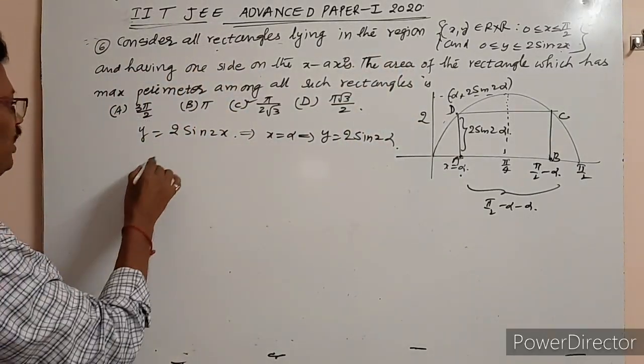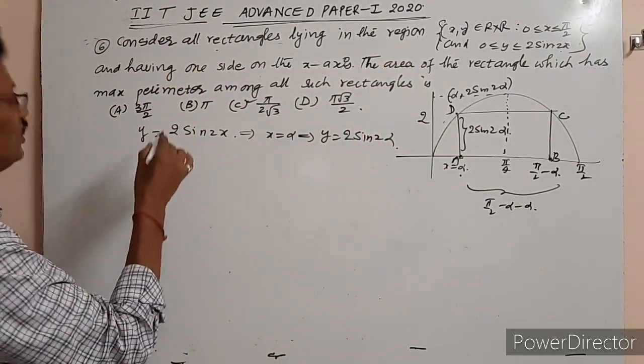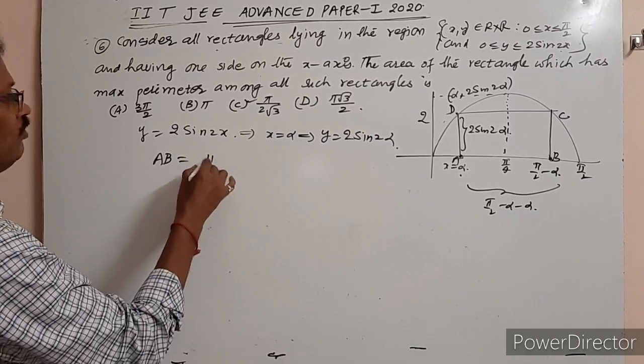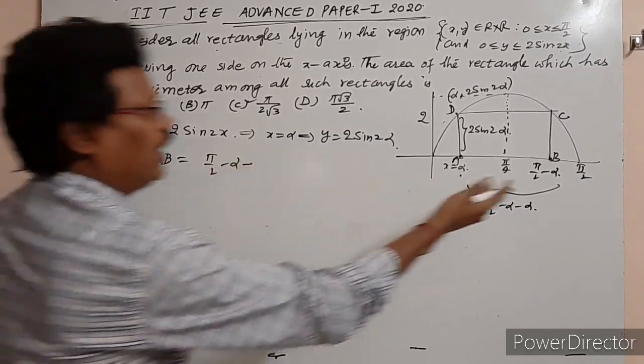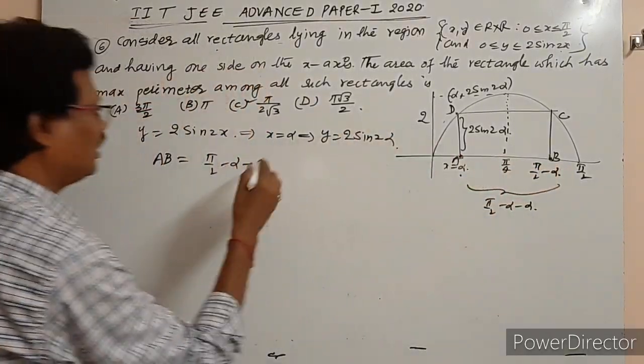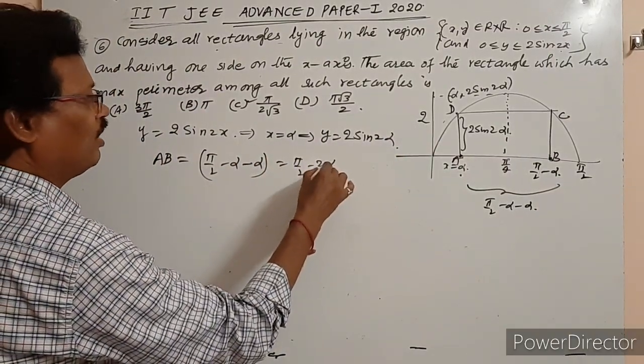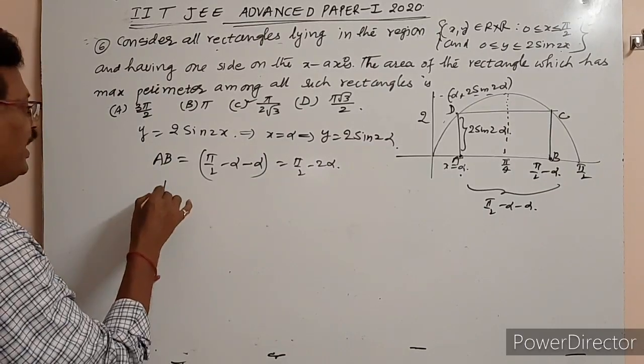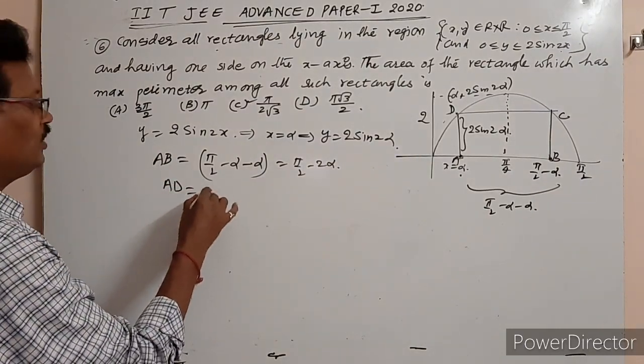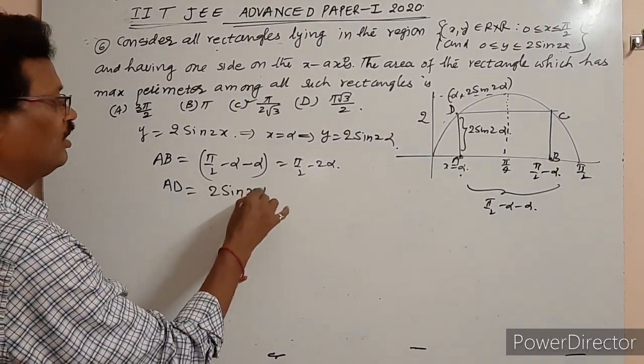Therefore, what is AB? AB is equal to pi by 2 minus alpha, minus this alpha. Therefore this is pi by 2 minus 2 alpha. What about AD? AD is equal to 2 sin 2 alpha.